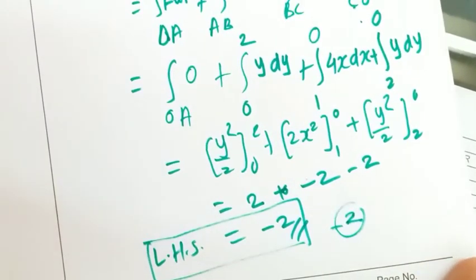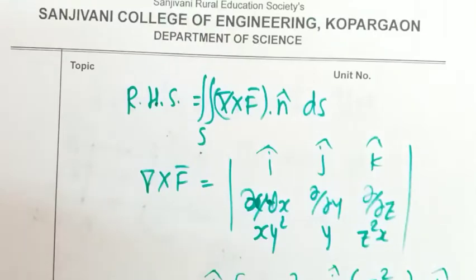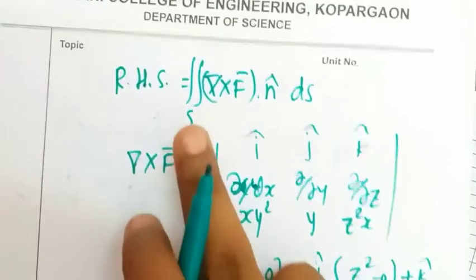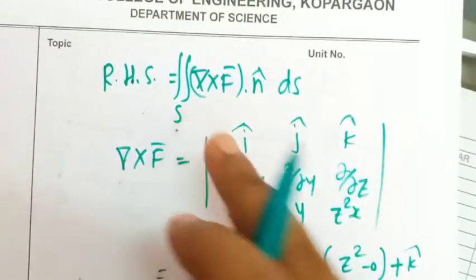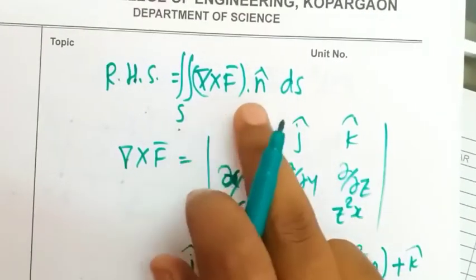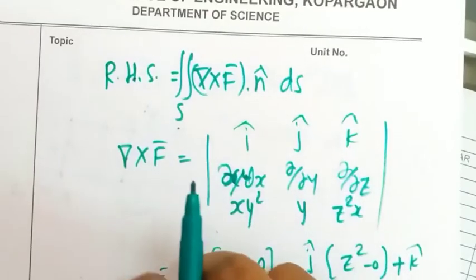Then only the theorem will be verified. So the right hand side is the double integral over S of curl of f bar dot n cap ds. For calculating the right hand side we need to calculate del cross f bar, n cap, and the double integral.